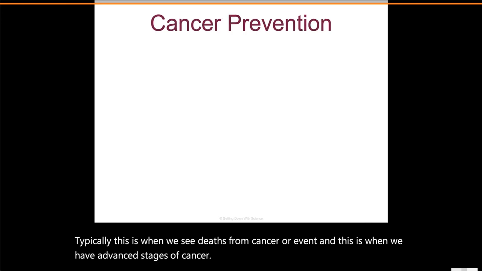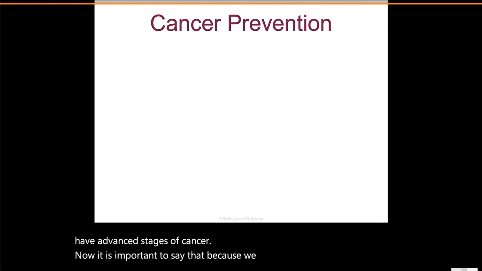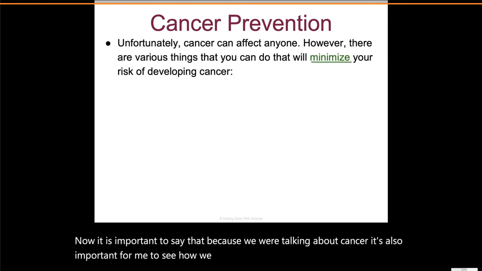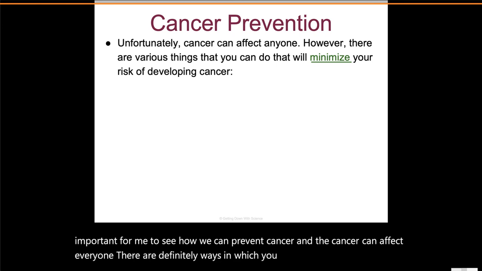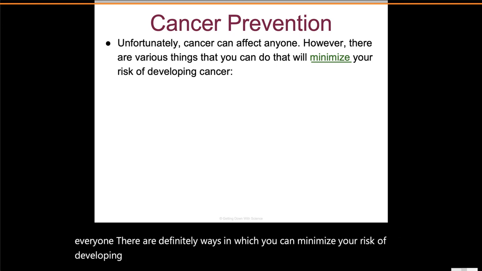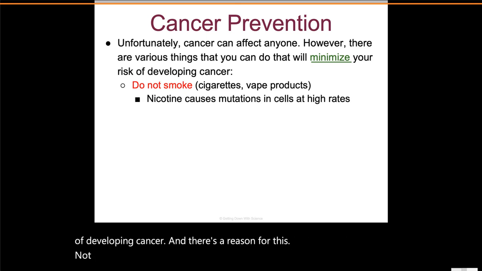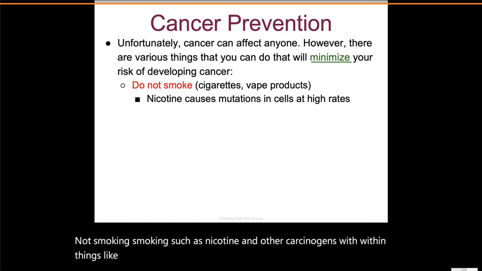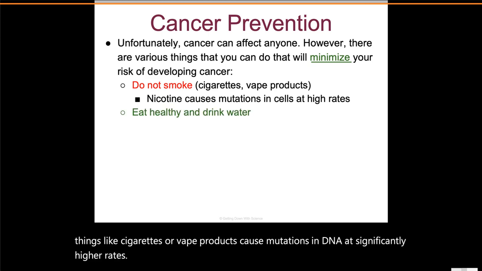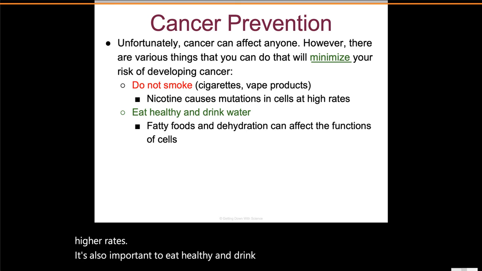Now, because we are talking about cancer, it's also important for me to say how we can prevent cancer. Though cancer can affect everyone, there are definitely ways in which you can minimize your risk of developing cancer. And there's a reason for this. Not smoking. Smoking, such as nicotine and other carcinogens within things like cigarettes or vape products, cause mutations in DNA at significantly higher rates. It's also important to eat healthy and drink water because fatty foods and dehydration can affect the functions of cells.